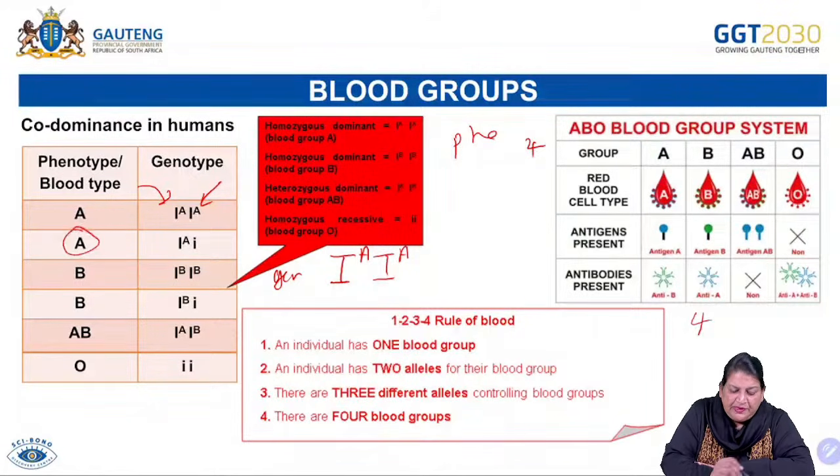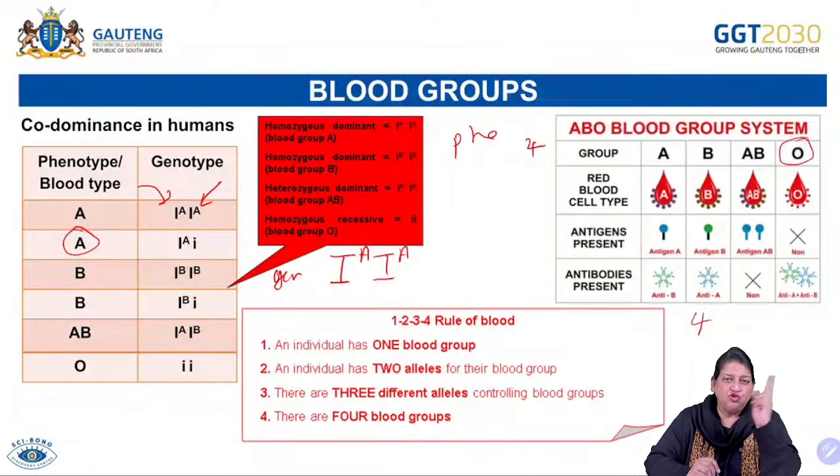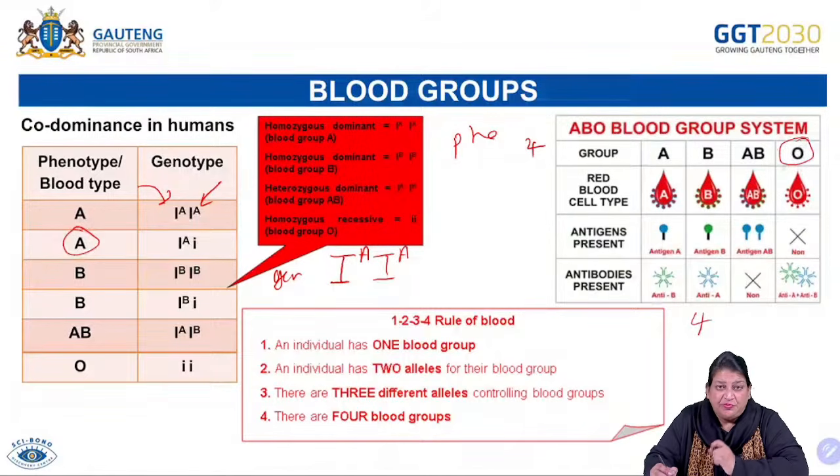I can also be blood group A but heterozygous. It means my one parent was blood group A, but my other parent was blood group O. Now you see, children, this blood group O is a recessive blood group. You must always have a dominant and a recessive trait for a gene. In blood groups, 3 are dominant: A, B, AB. The 4th blood group is O, and that is a recessive blood group.